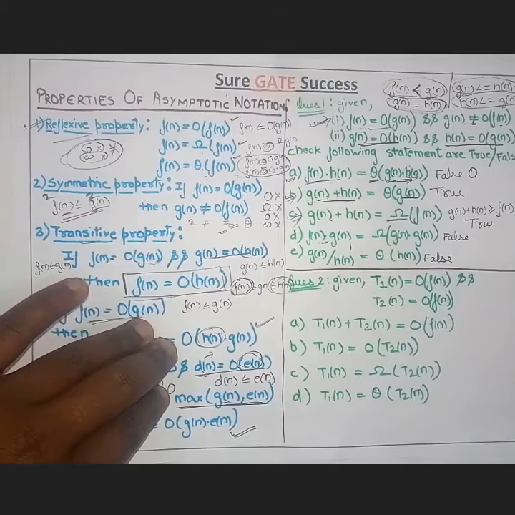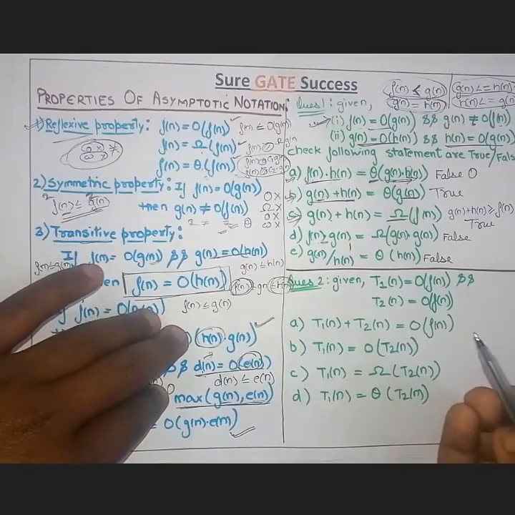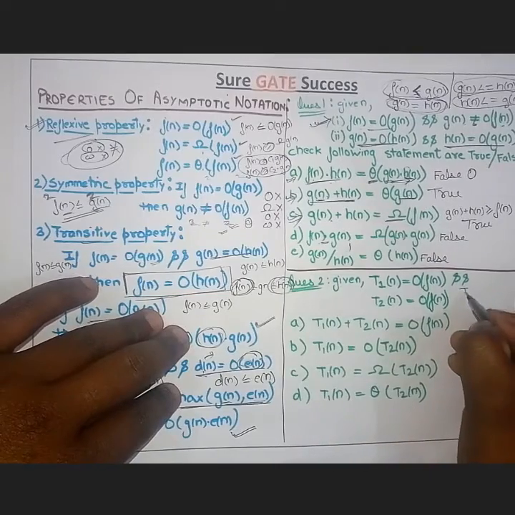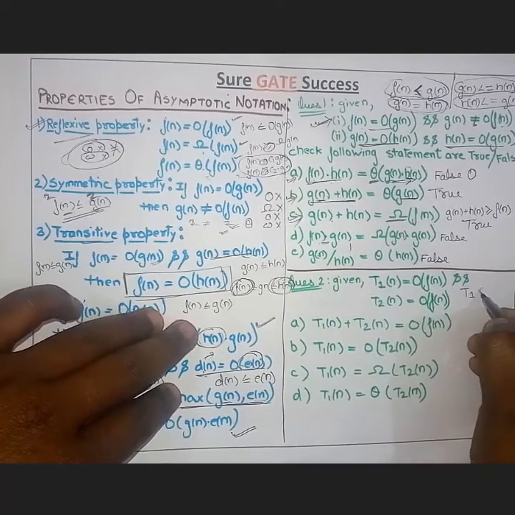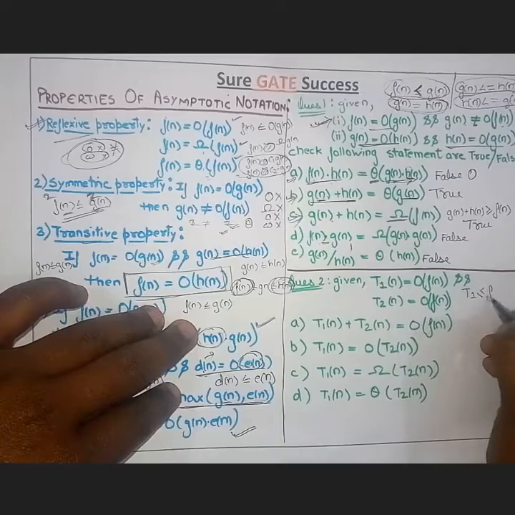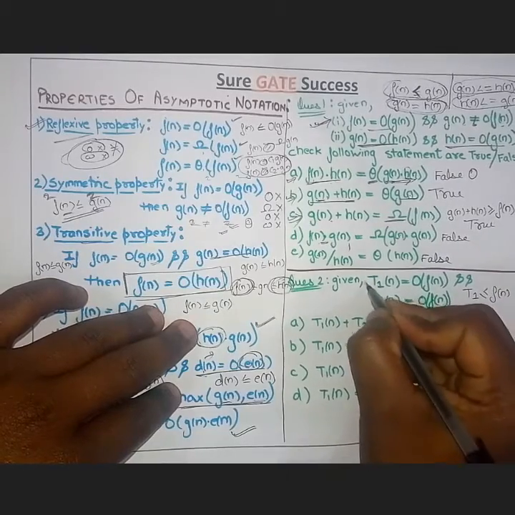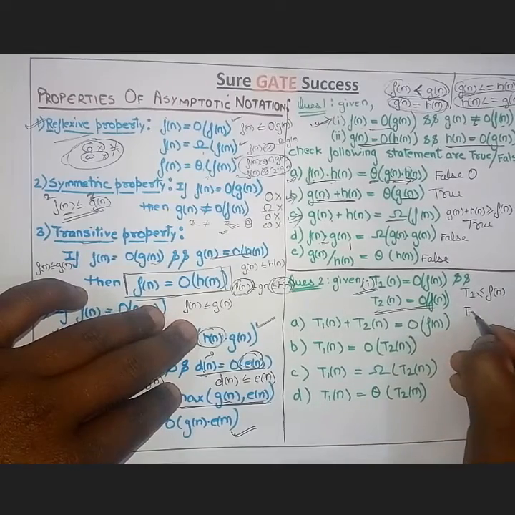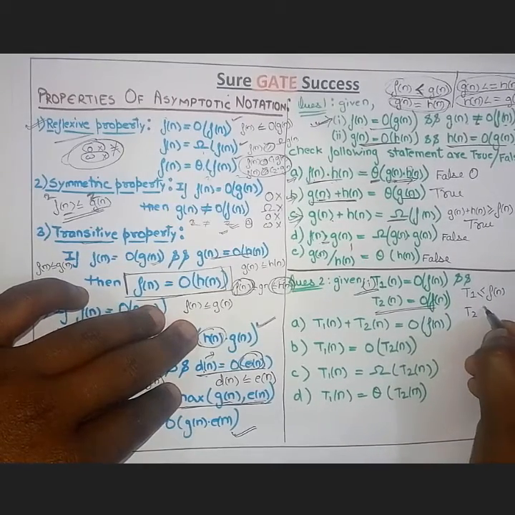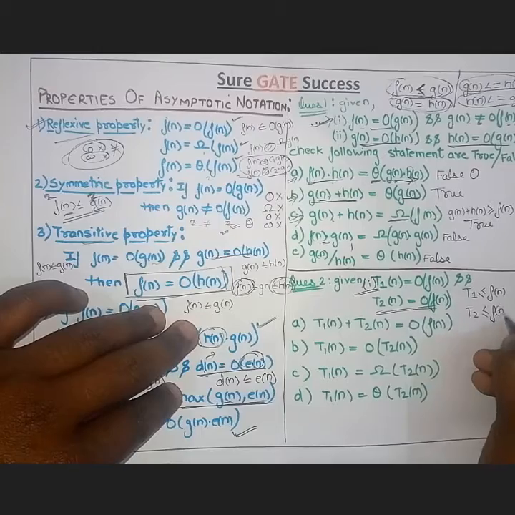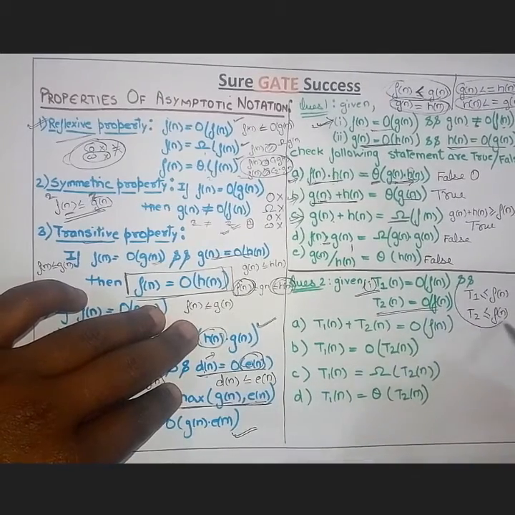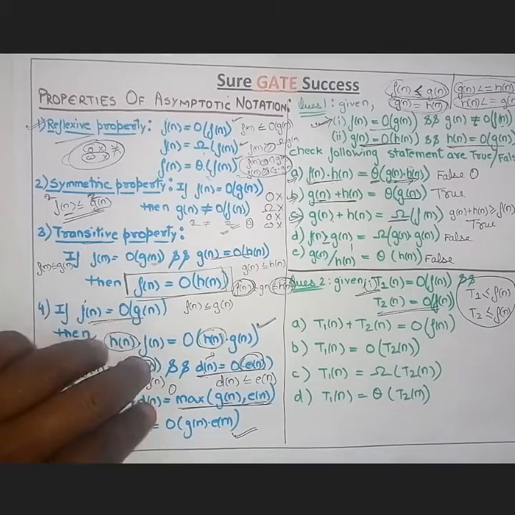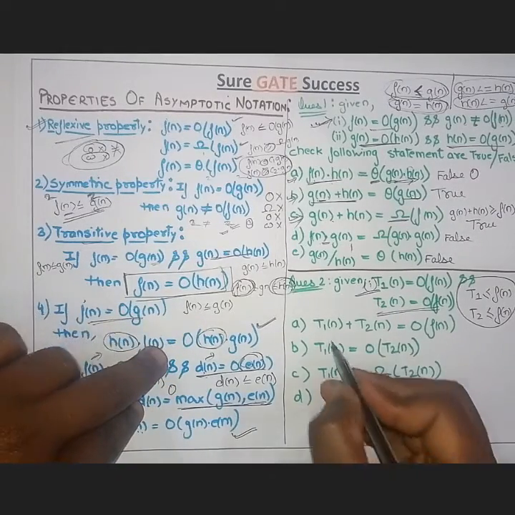Now come up with question number 2. What is given here is that T1 is big O of f(n), that means T1 is less than or equal to f(n) from the first statement. And from the second statement, what we can conclude is T2 is less than or equal to f(n). So it is the conclusion from the given statements. So let's come up to the first statement. What is the first statement?